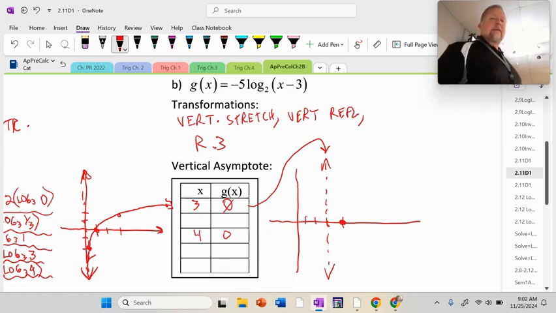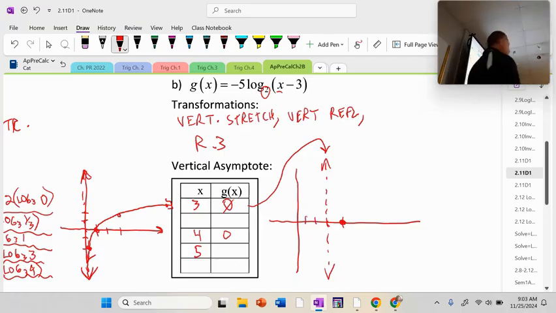Let's make this easy. What do I plug in next? Because I have a base of 2. Well, gee, I want this to be 2. So what do I plug in next? Because nobody's answering. 5. Because we're all looking around at the ceiling tiles. 5 minus 3 is 2. What's log base 2 of 2? 1. What's 1 times -5? -5.